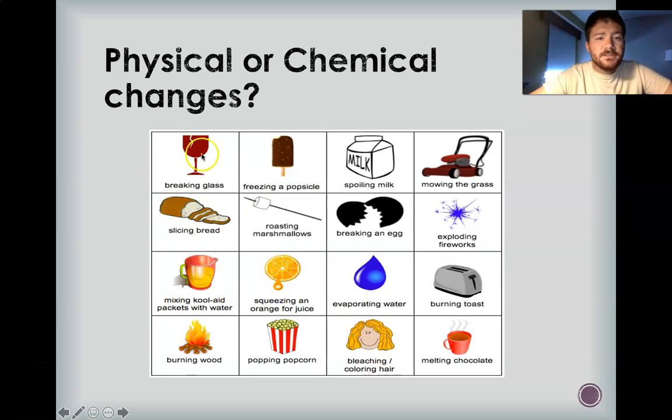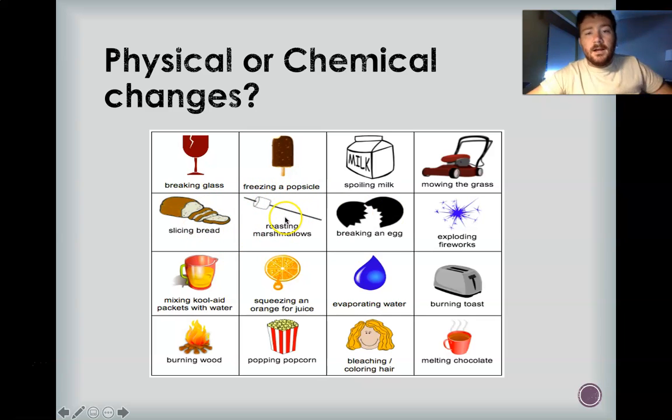So physical or chemical changes, be thinking in your notes with me as we go through these. This will be physical. It's still glass. This would be physical. It is still a popsicle. Now it's just frozen. Spoiling milk would be chemical. It is no longer milk. It is some bacteria-plagued, chunky, nasty stuff. Mowing the lawn, physical, still grass. Slicing bread, physical, still bread.